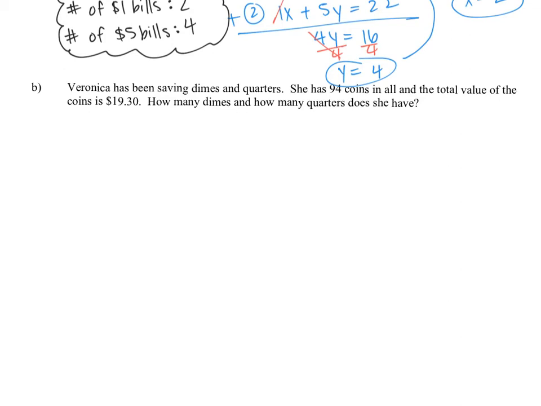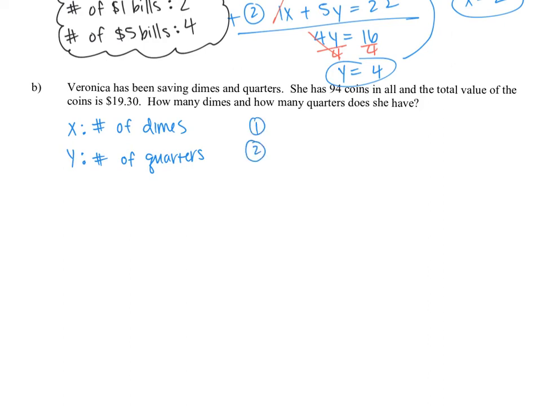So in this case, let's take a look here at declaring our x and y. From the story, you can see that they want you to find the quantity of how many quarters and dimes she has. So very similar to the last problem, we want to find the number of dimes and the number of quarters. In that case, we need to start with making two equations so we can solve for the two variables.